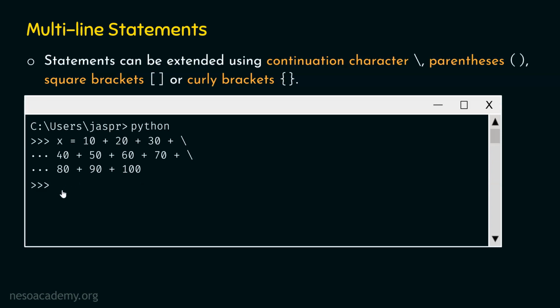Now let's type this command x and let's hit enter. We will get 550 as a result, because 10 plus 20 plus 30 plus 40 plus 50 plus 60 plus 70 plus 80 plus 90 plus 100 is equal to 550. I hope this is clear how we can extend statements in multiple lines. And this is important in cases when we have long statements to write. I hope it is clear how backslash can be used to extend the statement in multiple lines.